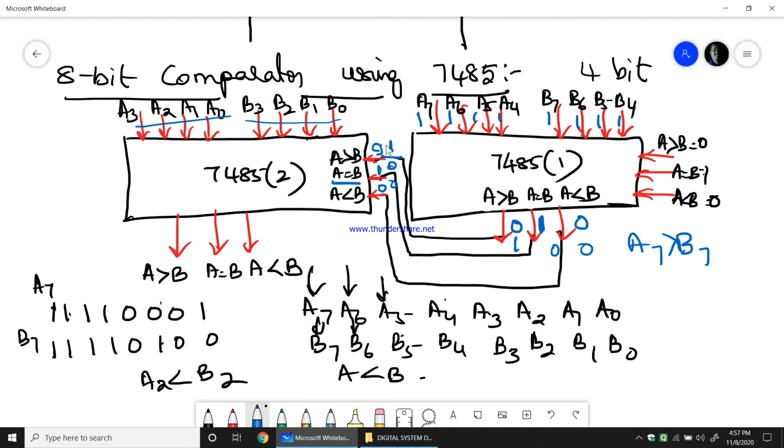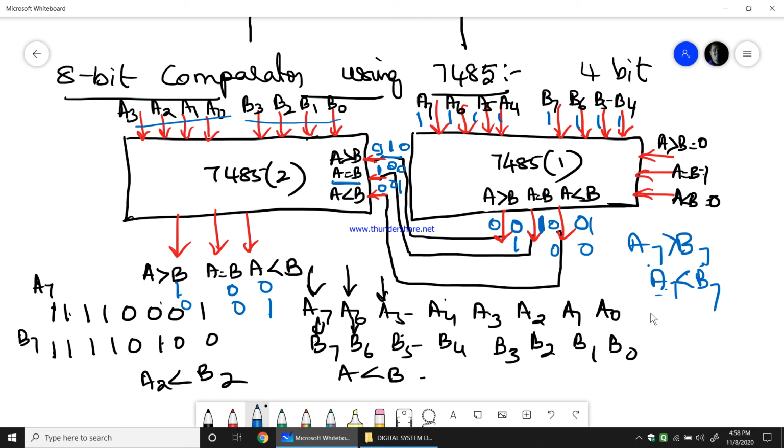Now as A greater than B is 1, it will not give importance to compare B0 to B3 and A0 to A3. Directly it says A greater than B is high. Why? Because MSB itself said the information A7 is greater than B7. Now if A7 is less than B7, MSB itself gave the information, A7 is less than B7. Therefore, it gives 0, 0, 1. So this is 0, 0, 1. A less than B is high. Therefore, it doesn't give any importance to this. Directly it says output is 0, 0, 1, where A less than B is high.